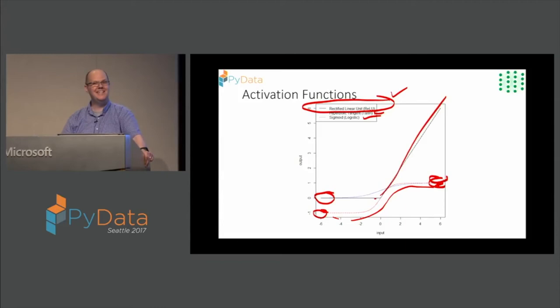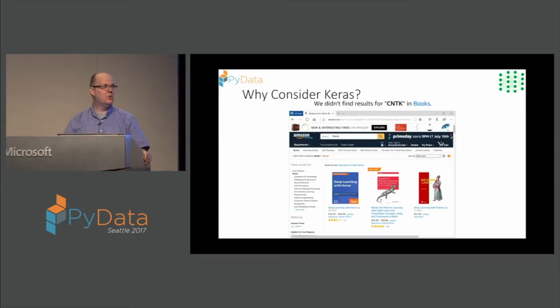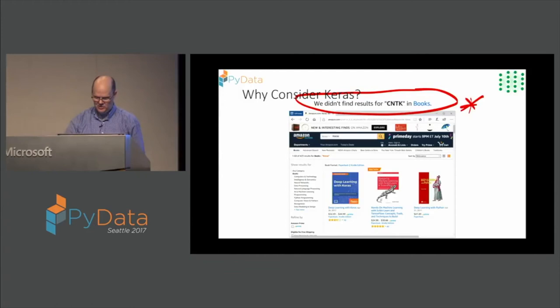Okay, so for the rest of the tutorial, I'm going to go through examples of Keras. Why Keras? Because it works with CNTK, so Keras is on top of CNTK, and we didn't find results for CNTK in the books. There is a free book online for CNTK, however, it hasn't been updated in a good bit of time. And I would think that maybe on Amazon.com we can fix this problem with the, hopefully you'll go forth and write CNTK books, who knows.